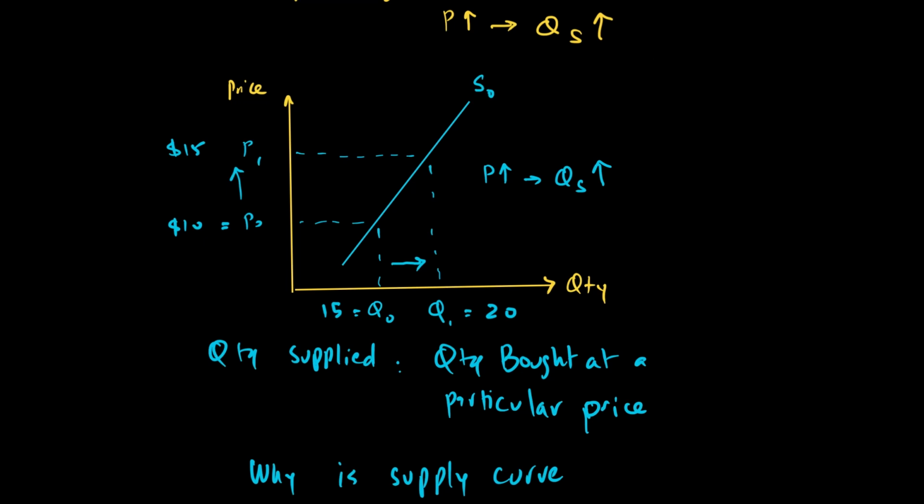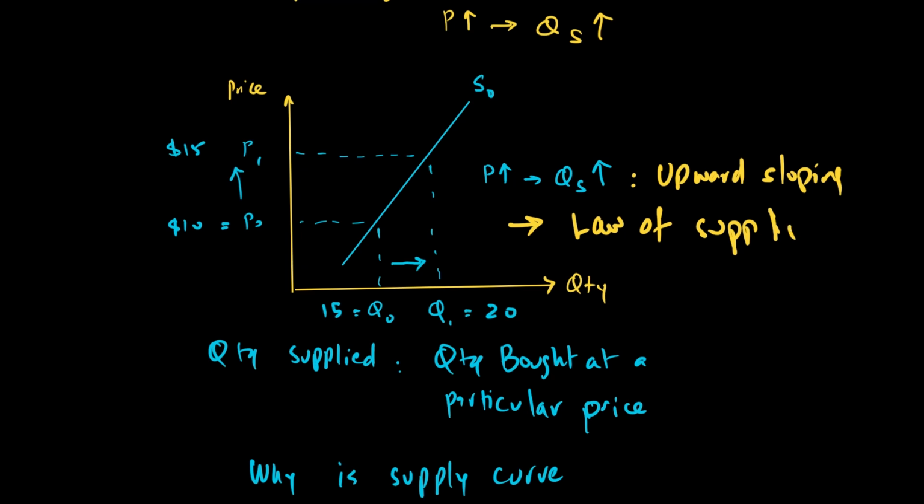Now we call this relationship between price and quantity supplied, which is of course upward sloping, also the law of supply. Why do we call it a law of supply? Because generally this is seen that whenever the price goes up, the firms are willing to produce more, and that's why it's called a law of supply.